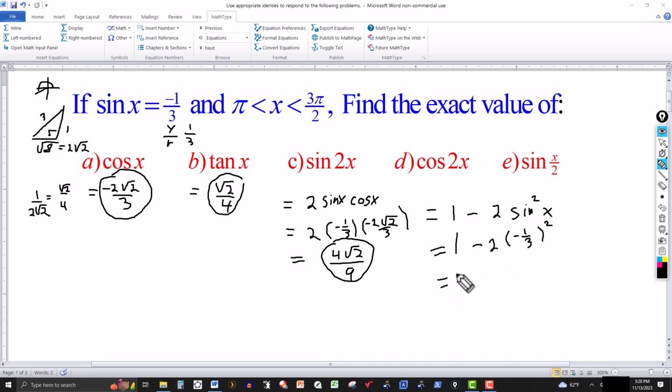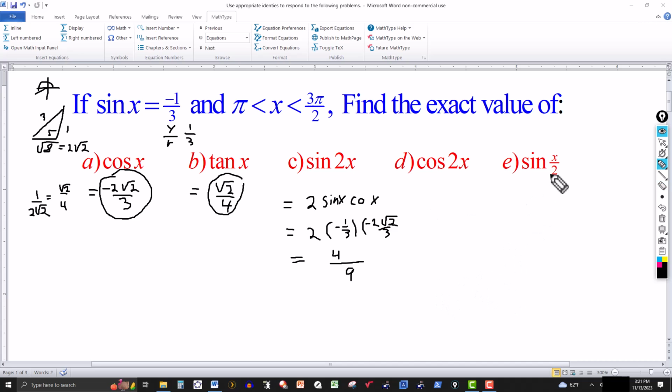So that's equal to 1 minus 2 times negative 1/3 squared, which is 1/9. It's equal to 1 minus 2/9, and 1 is 9 over 9. Get the same denominator, so this will give me 7 over 9. So that's the solution to part D. I'm going to clear this to get some more room here. So for this one, we have the sine of x over 2. So this would be the half angle formula that I'd have to use for this one.